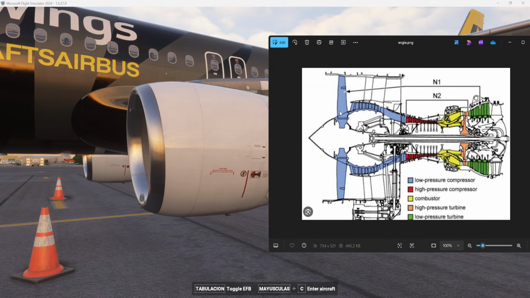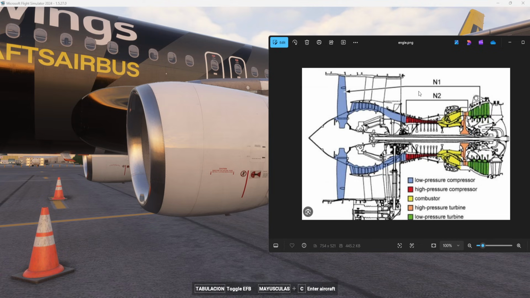So I told you that we have a fan, we have in blue the low pressure compressor, and in red the high pressure compressor, and then the high pressure turbine, then the low pressure turbine, and then it goes out with this part. So the N1, as you can see over here, controls the low pressure system. It controls the low pressure compressor, and it also controls the low pressure turbine. When you see low, this is the N1.